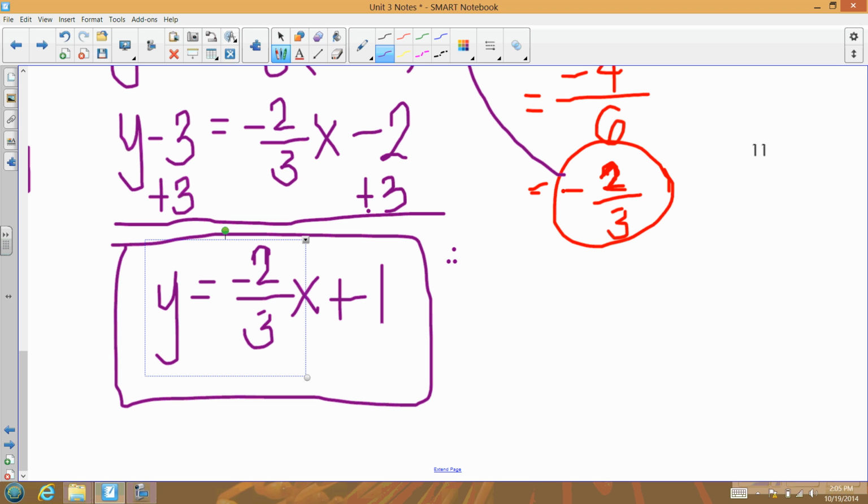Okay, so that's it for point slope. It's just another way to write an equation of a line. It really just depends on what's given to you. So there's just different options. And I think point slope is going to be useful whenever you're given a point and a slope, which will be useful in the next lesson. So we'll take a look at it then again.